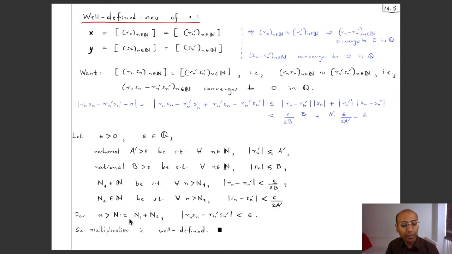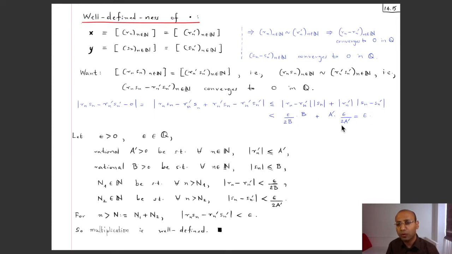So now let us take capital N to be equal to n1 plus n2, and for every little n which is bigger than this capital N, in particular n is bigger than n1 so that this holds, and in particular n is bigger than n2 so that this as well holds. So now if we look at the distance of this nth term to 0, which is this quantity, we do the same manipulation as before, that is equal to this, which is less than or equal to this, and now we know that Sn is less than or equal to B because that's the bound on Sn, and Rn prime is less than or equal to A prime because of this thing, and we also know that this is less than epsilon by 2B because of this, and this is less than epsilon by 2A prime because of this one.